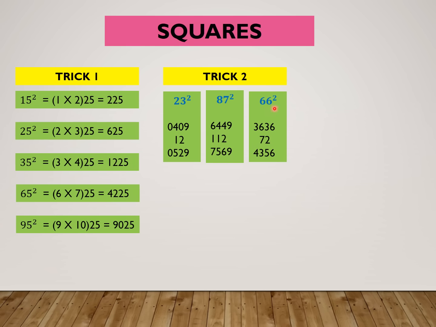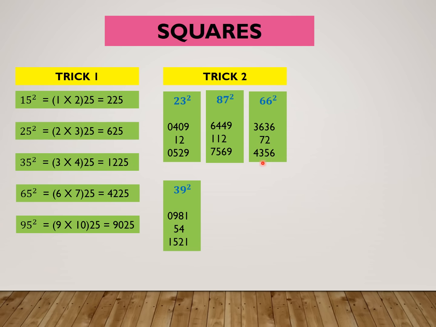One more example, square of 66. 6 square is equal to 36. Again 6 square is equal to 36. 6 into 6 is equal to 36, into 2 is equal to 72. Adding column wise, the last digit is 6. Then 3 plus 2, 5. 7 plus 6, 13. Carry 1. 3 plus 1, 4. So the result is 4356.